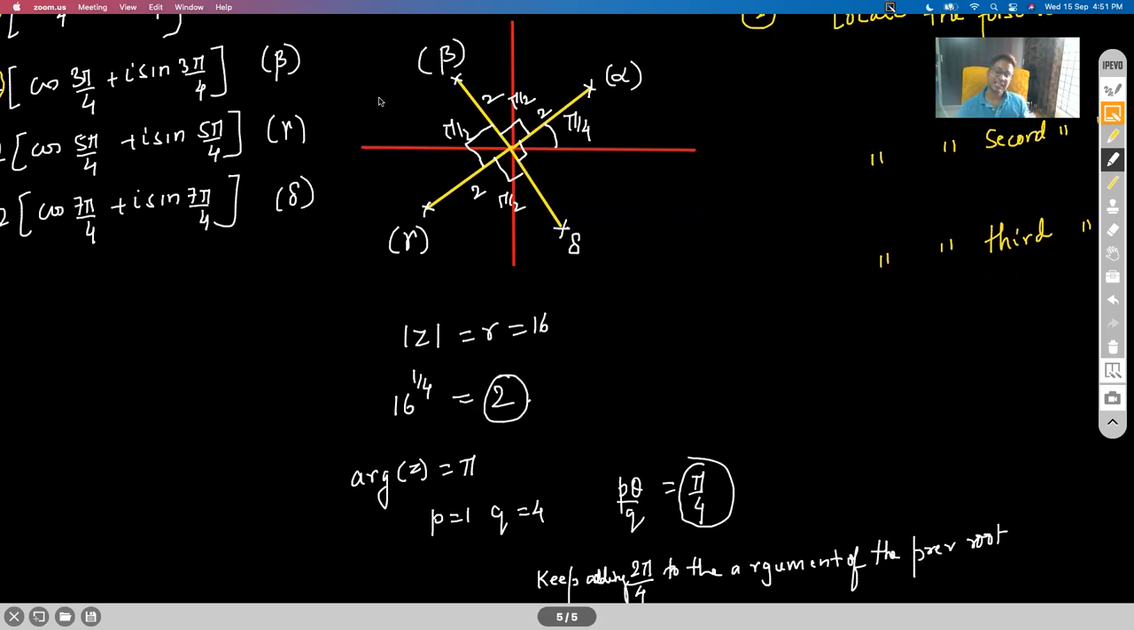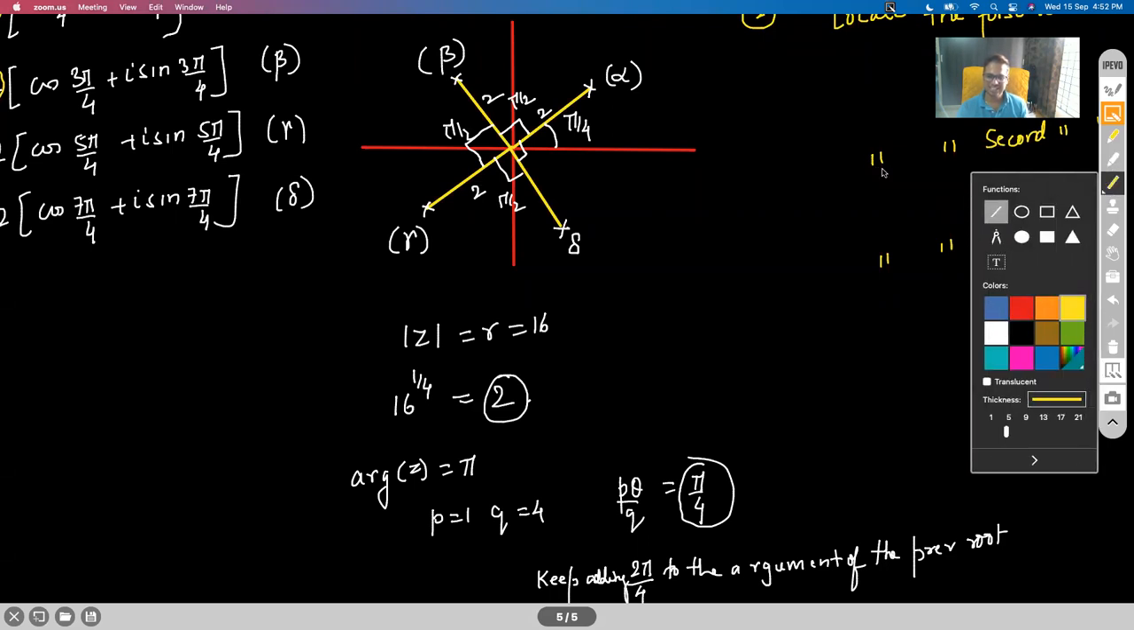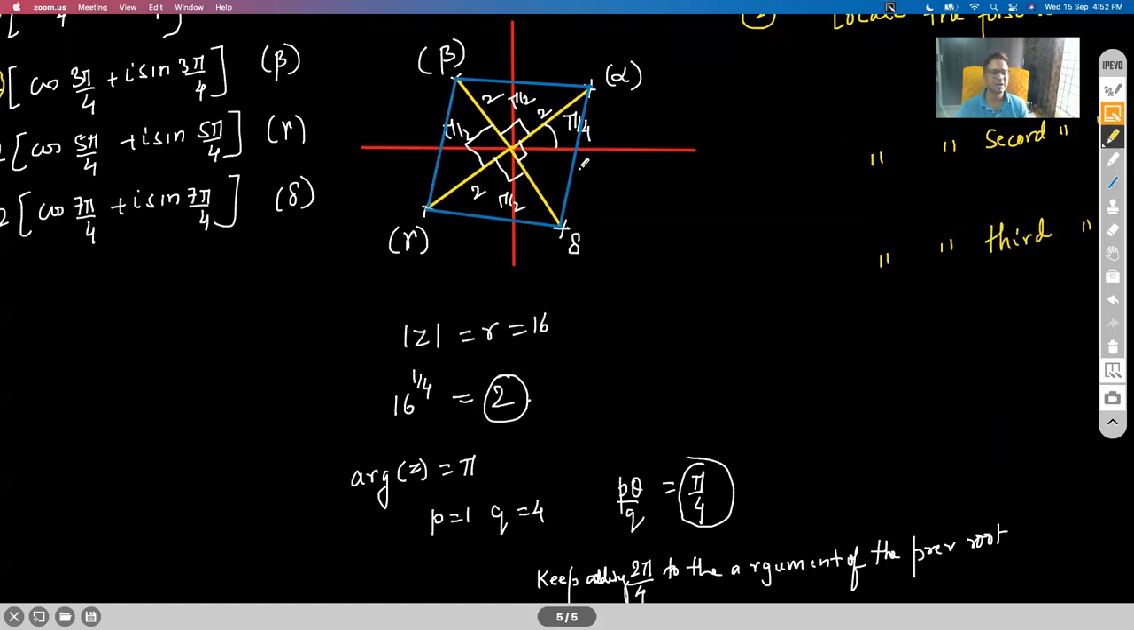Another observation you will see here is that, yes, I will slide the screen once again. Just give me a minute. If you connect these roots by a polygon kind of a structure, you would always realize that you will get a regular polygon. In this case, it will give you a square. So this would be a regular polygon. In this case, it is a square.